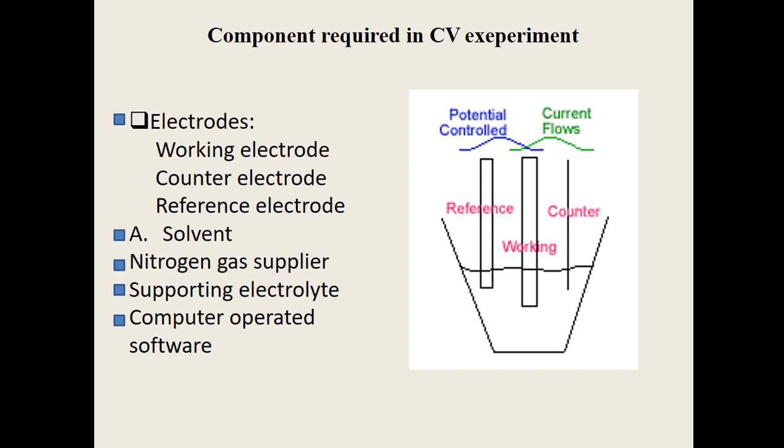Three electrodes: the working electrode, where all the redox reactions occur; the counter electrode, to complete the circuit; and the reference electrode. That means with respect to this reference electrode, the potential measurement occurs. And then a nitrogen atmosphere is required so that aerial oxidation doesn't take place.